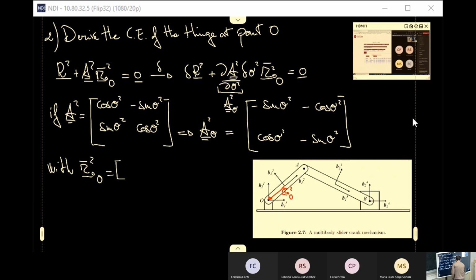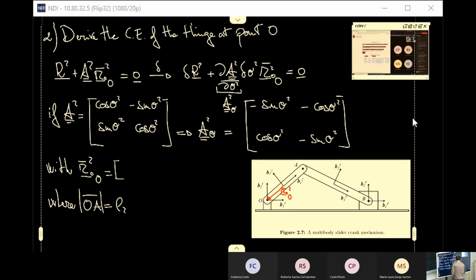So if we assume that the length from O to A is equal to L2, if we say that OA in terms of the modulo of the vector, we can call it L2. Then what are the components of the vector R0, 2 of point O? Can you guess?